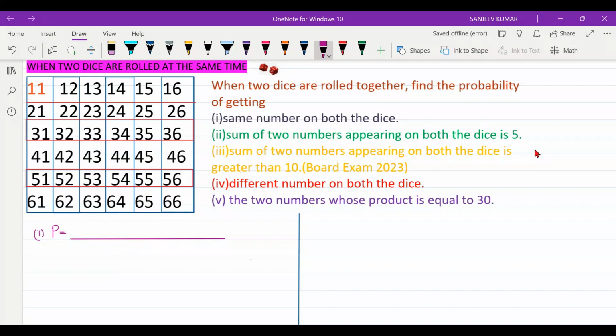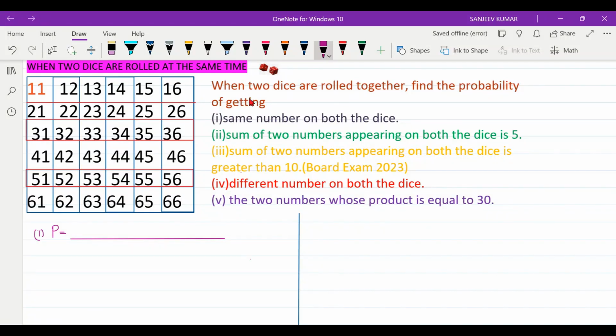In this video we are going to learn the concept of probability and we are going to see the questions related to two dice. As you can see the topic name here, when two dice are rolled at the same time. That means when the two dice are rolled together, what are the different types of questions possible and how we can solve those questions.